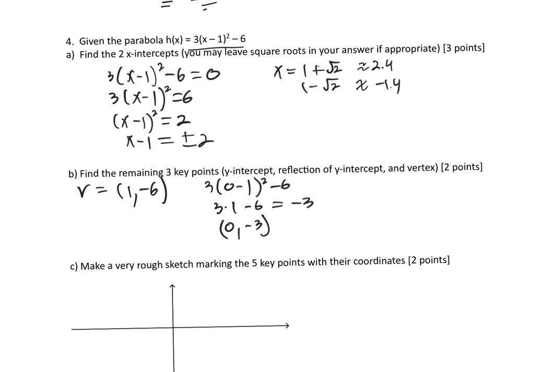And the reflection, so we know that the axis of symmetry would be the vertical line that goes through the vertex at x equals 1. And so on the other side of that, from the y-intercept, would be the point 2, negative 3, which would be the reflection of our y-intercept.